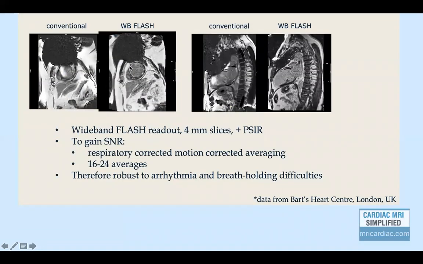Using FLASH or a gradient readout will also be another technique which can be tried, and they are robust to arrhythmias and breath holding artifacts, and at least then we can get good reportable image quality as seen in this case.